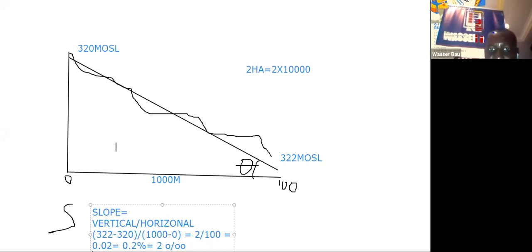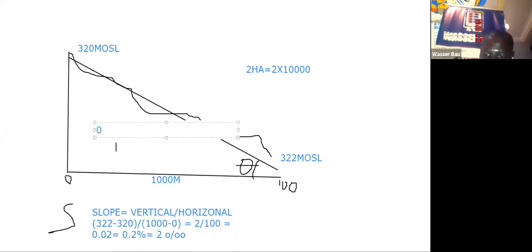So now, as we said, we are assuming that our slope is 0.002, which is the same thing as 0.2%, or 2 per mil, 2 per thousand, sorry.